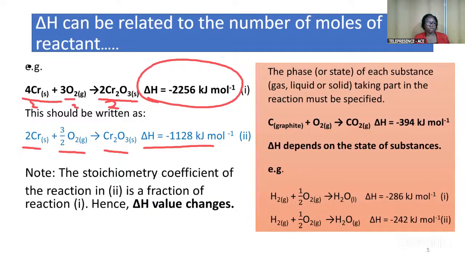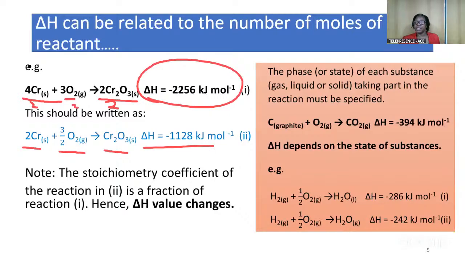So this also will be divided by 2, and that is why we have minus 1126 kilojoule per mole for the second reaction. So the stoichiometric coefficient of the reaction in 2 is a fraction of what you have in reaction 1. And so delta H value will also change by the same factor by which you have changed the stoichiometry of the reaction.